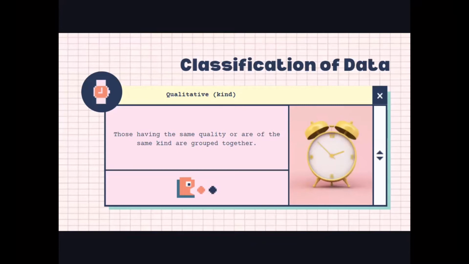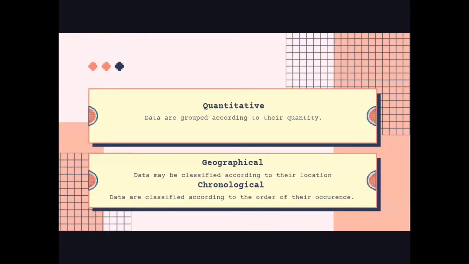Here we have the classification of data. Classification is grouping together data with similar characteristics. Classification is a part of analysis. The bases of classification are the following. First, we have the qualitative. Those having the same quality or are of the same kind are grouped together. The grouping of elements in the examples given under analysis is qualitative.